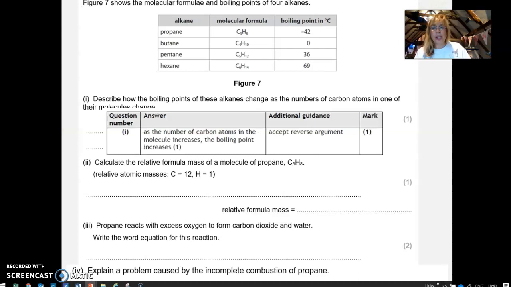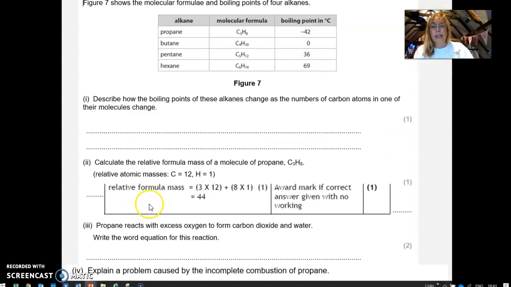Okay, so the first question, describe how the boiling points of these alkanes change as the numbers of carbon atoms in one of the molecules change. Now, this is just asking you to show the pattern that you see here. So, as the number of carbon atoms increase, you can see here going from 3 to 6, what is happening to the boiling point? It is increasing as well. So 1 mark for that.